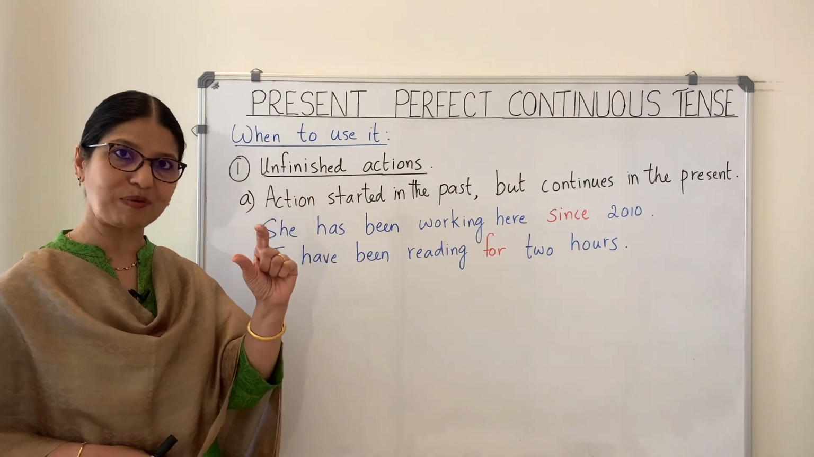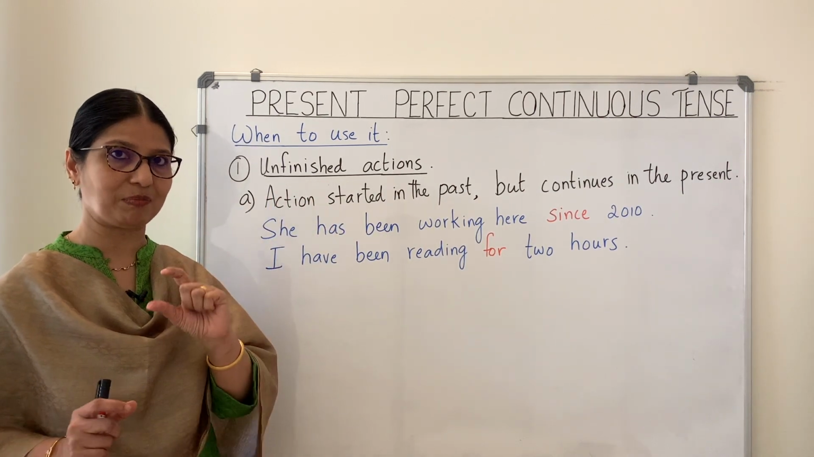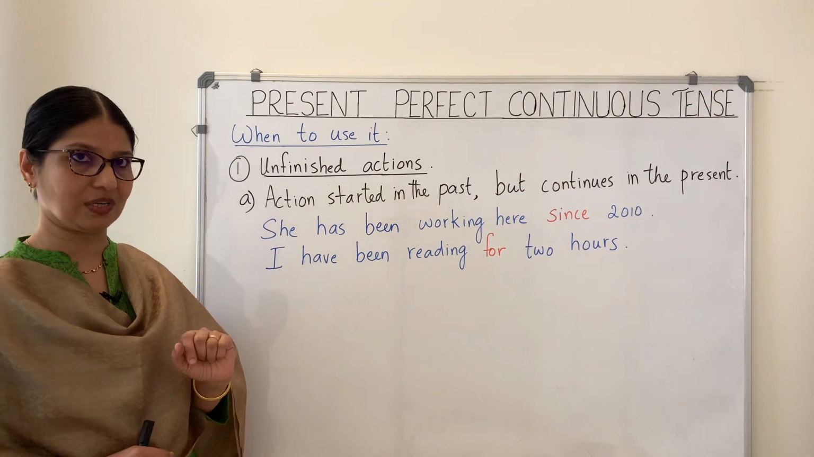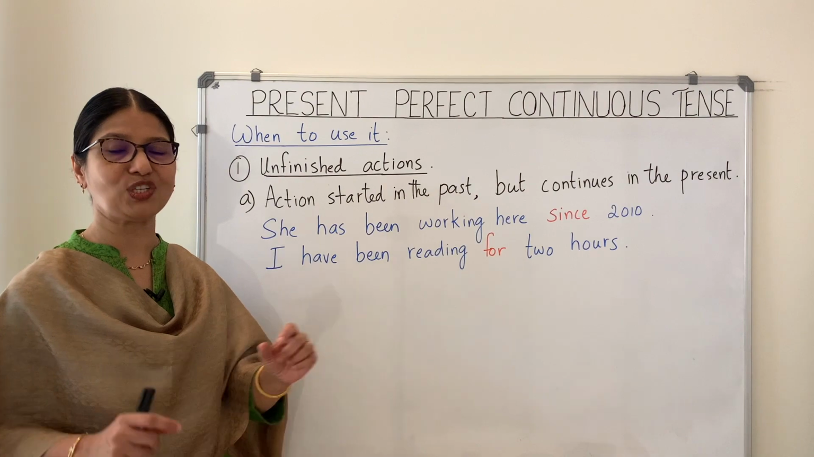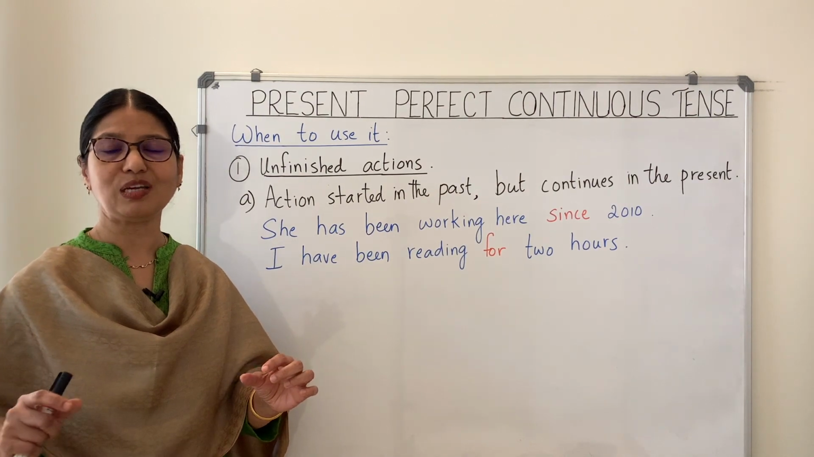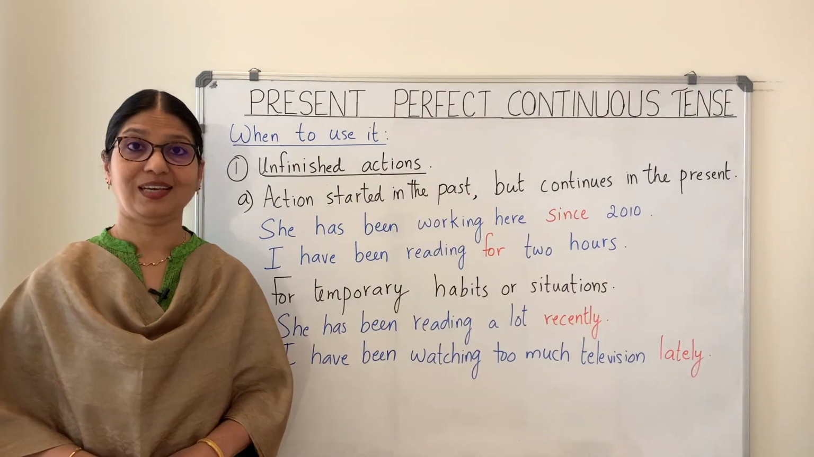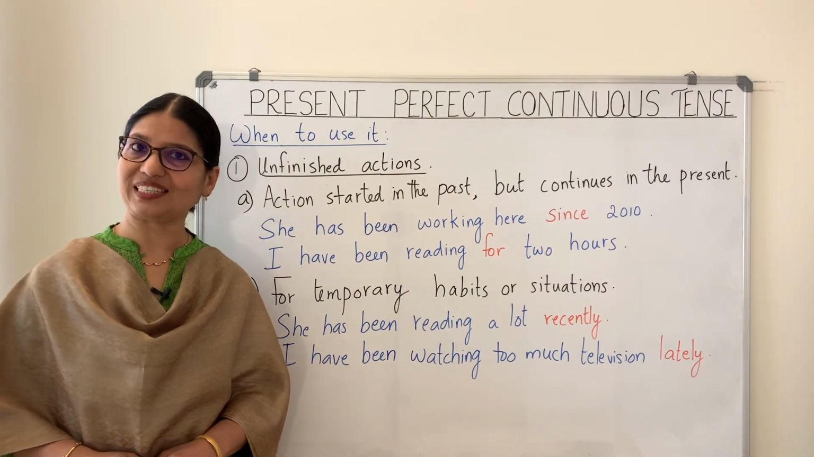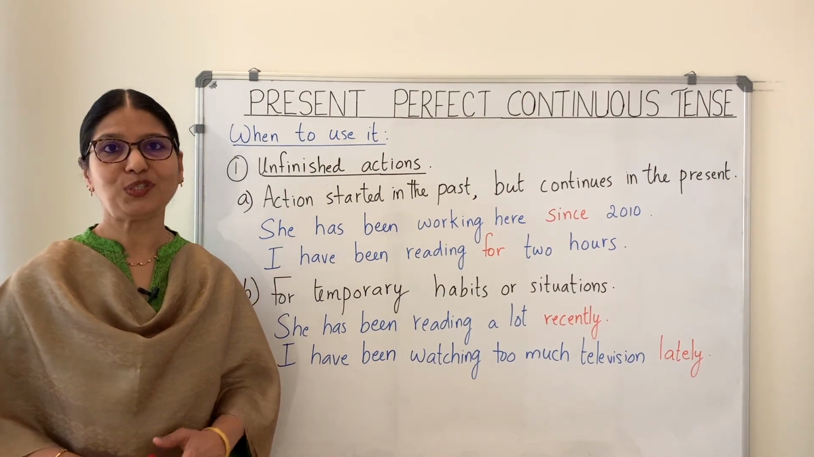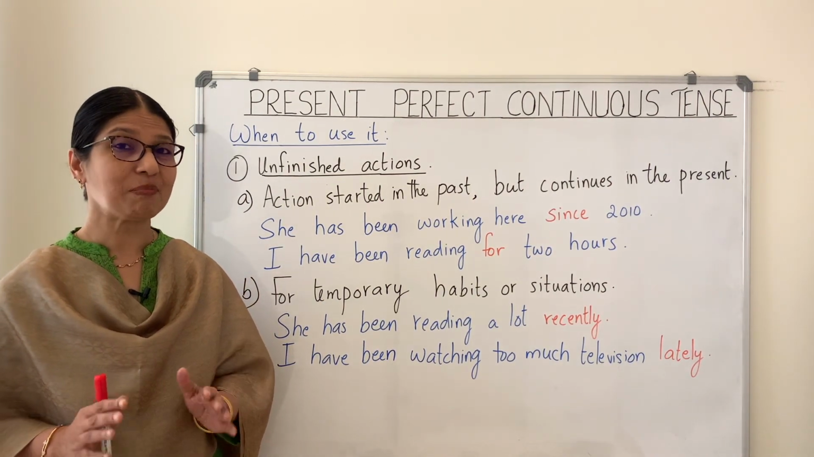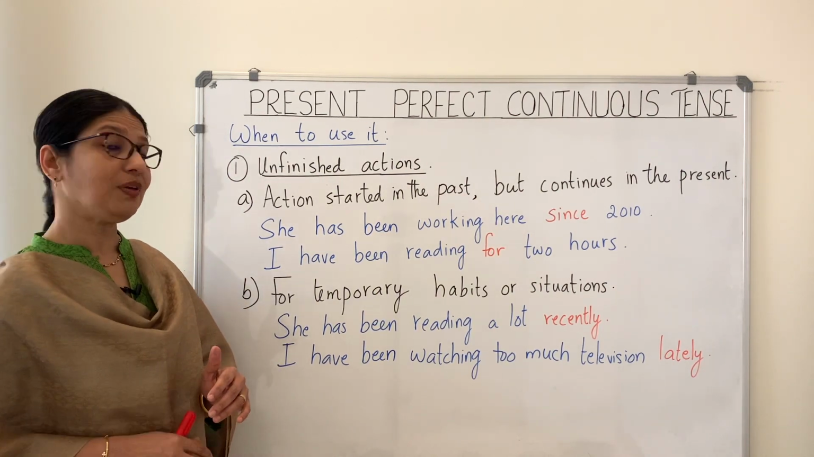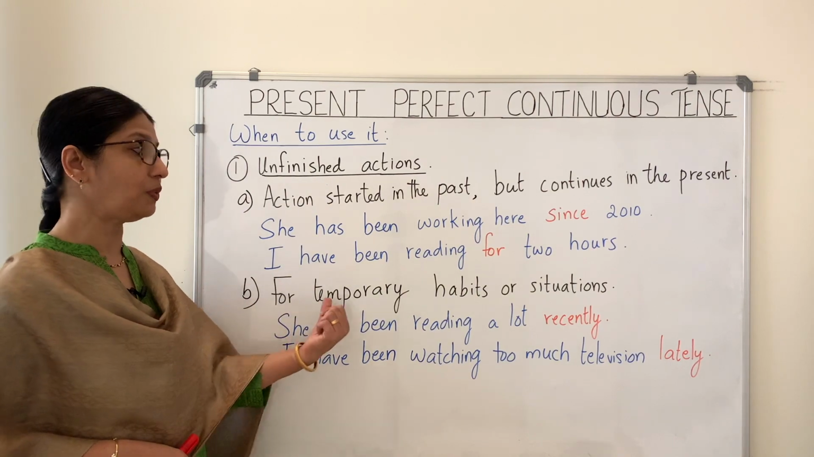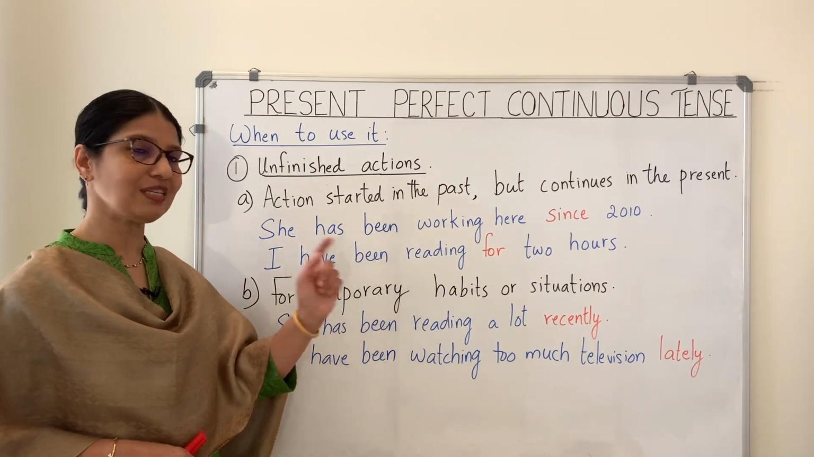That is, from that point in time, precisely from that point in time, she started working. I have been reading for 2 hours. Here we talk about a period of time in which you were reading. We could also use the present perfect continuous tense to talk about unfinished actions, but in a different way. Thus, in this case, we use this tense to refer to temporary habits or situations.